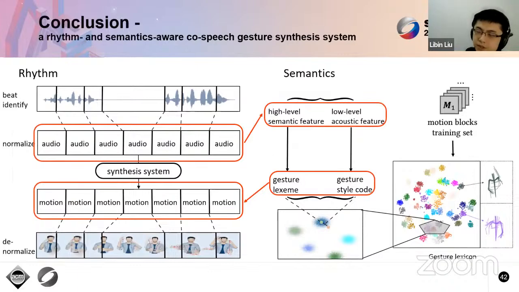As a conclusion, in this work we present a rhythmic and semantic aware co-speech gesture synthesis system. We explicitly disentangle the rhythm part and the semantic part, and also disentangle the high-level features of audio and the low-level features of audio and the corresponding features of the motions. By explicitly building connections between these correspondences, we can create very nice outputs.